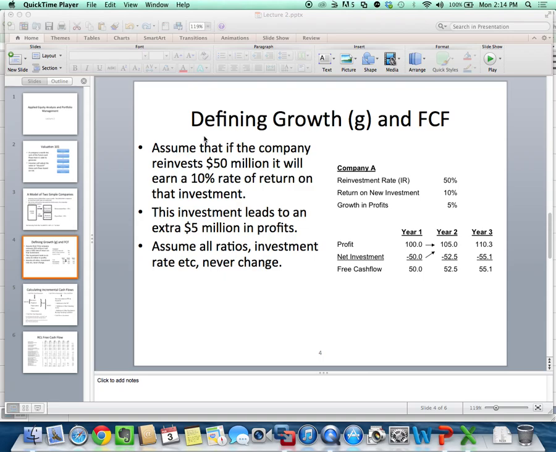All right. So where we left off last Wednesday was we were talking about growth and free cash flow. And we defined the sustainable growth rate for a company as the return on investment times the investment rate. And we defined free cash flow as the profit after reinvestment.